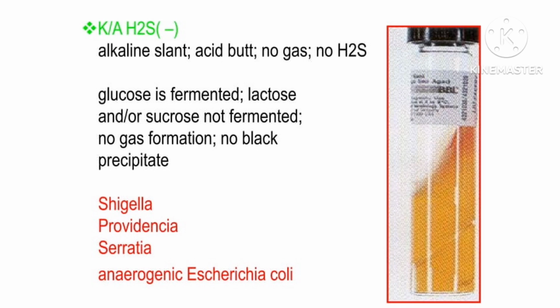Next is alkaline slant, acid butt but no gas, no H2S. That is slight red color slant, yellow color butt, no gas, no cracking, no H2S, no black precipitate. Here glucose is fermented, lactose and sucrose are not fermented. Since the butt is yellow and slant is red, glucose is fermented, lactose or sucrose is not fermented. No gas formation, no black precipitation. Examples include Shigella, Providencia, Serratia and anaerogenic Escherichia coli.